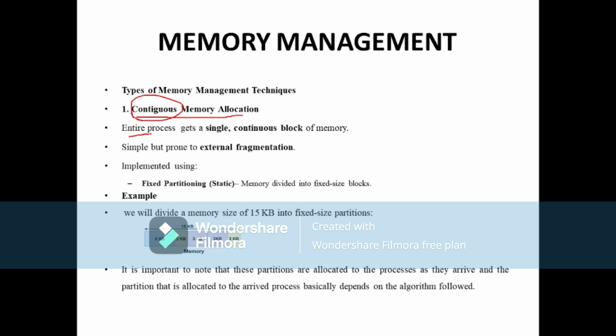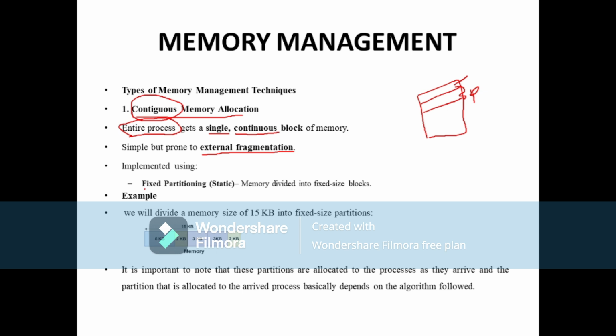The entire process is very important. It's not a part of the process, but the whole process that is copied to our RAM, and it gets a single block of memory, and this single block of memory is a continuous block. For example, if we copy the process, it gets a single continuous block of memory. This kind of memory allocation may be prone to external fragmentation. And how is this contiguous memory implemented?